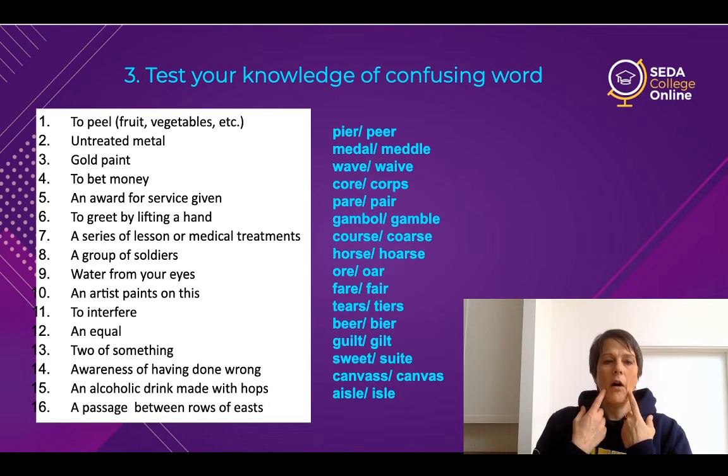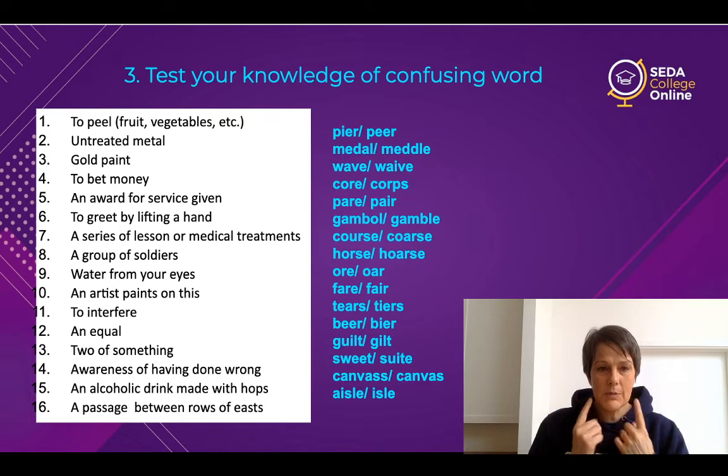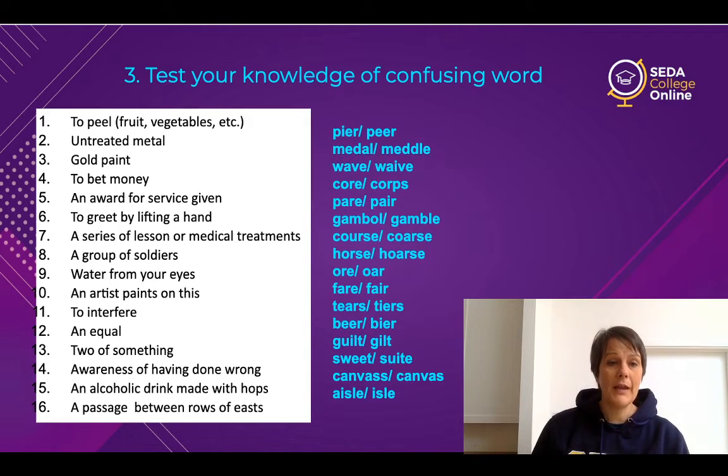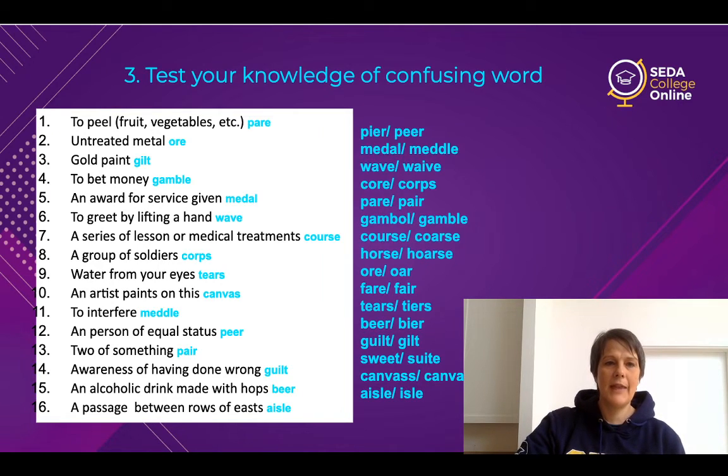If you're not happy and the water's coming out of your eyes, what's that water called? Or if you're laughing a lot and water's coming out of your eyes. What does an artist paint on? Another word for interfere. A person who is your equal. Two of something. If you are aware that you've done something wrong. An alcoholic drink. That's an easy one, isn't it? And a passage between rows of seats. Now, what's that going to be? Are you ready? So, shall we check them?